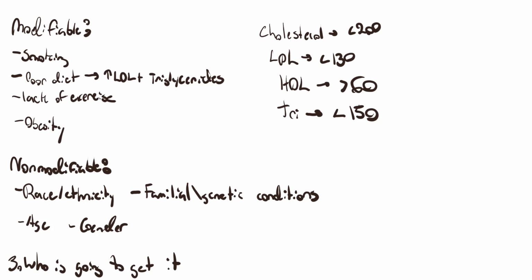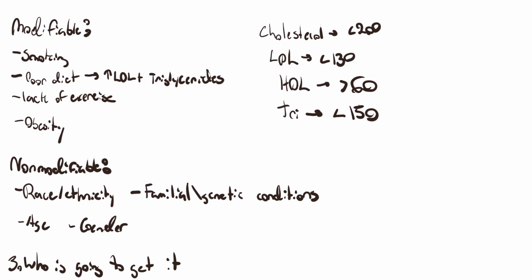Things that you can't change are your race. Obviously, the highest incidence of coronary artery disease is actually in white, middle-aged men. But after age 65, the risk for men and women equalizes, and heart disease is the leading cause of death in women. So middle-aged white men are the highest risk category, especially if they combine that non-modifiable risk factor with modifiable risk factors.